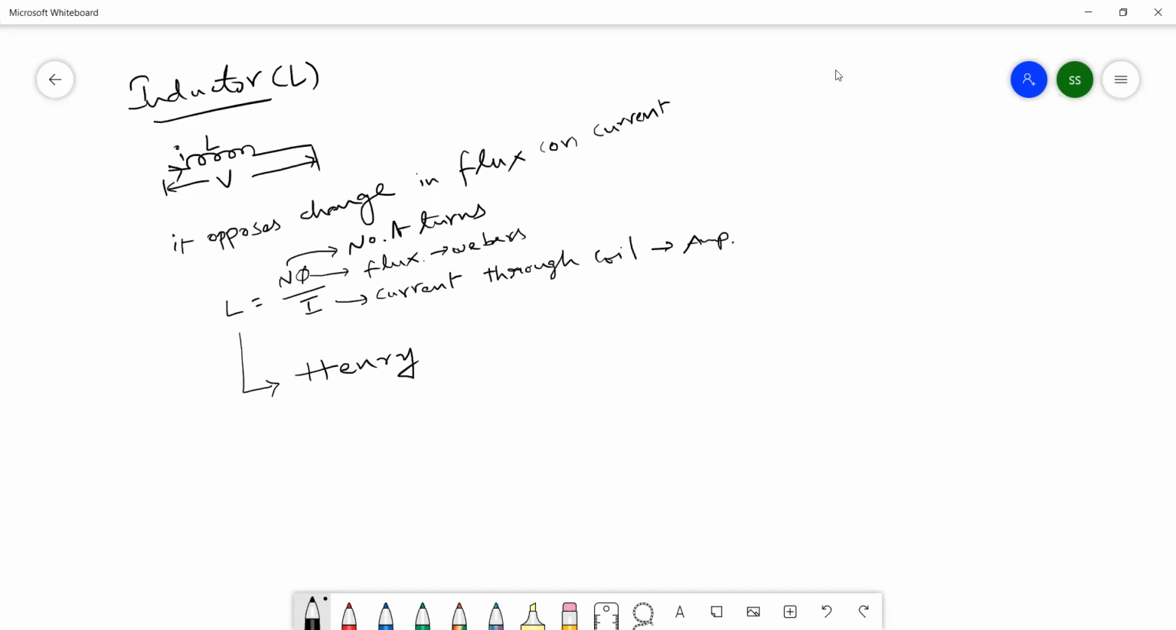But we know from Ohm's law the V and I relationship for a pure inductor: V equals L into di by dt. From this, can you give me the formula for current? di by dt equals V by L, where L is a constant term. So I equals 1 by L integral of V dt. These are the voltage and current relationships.